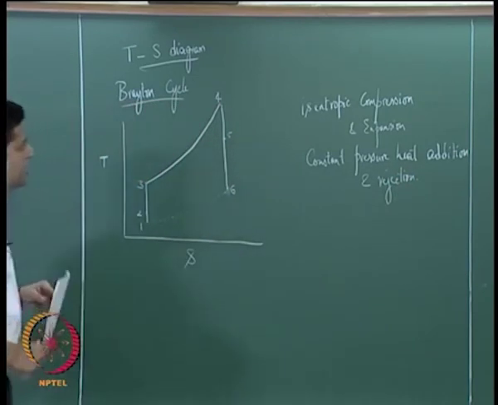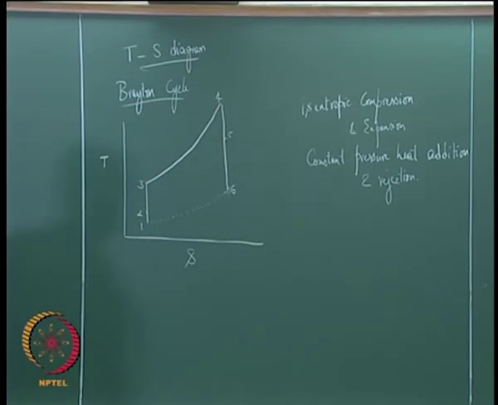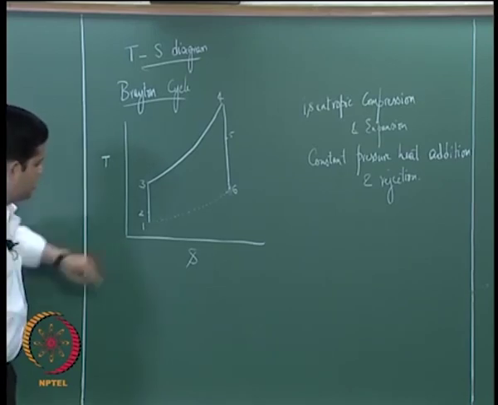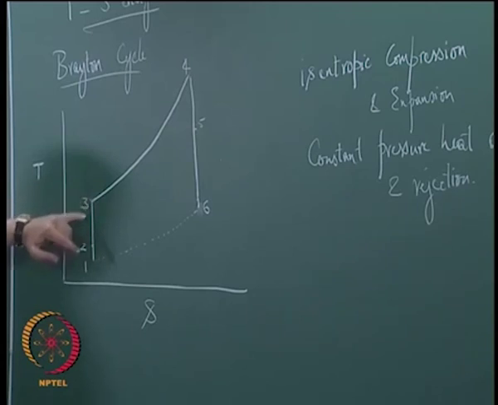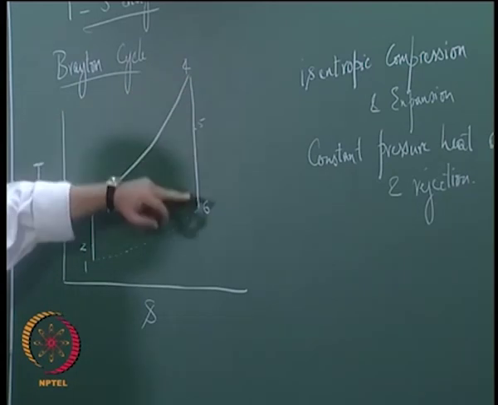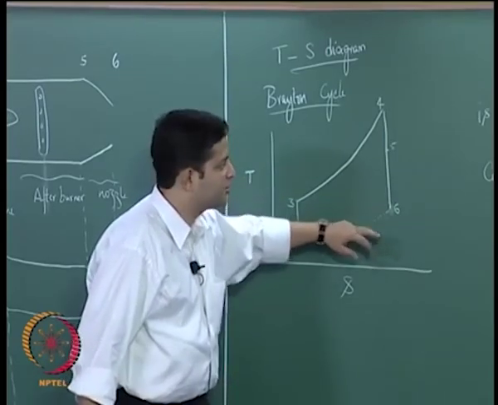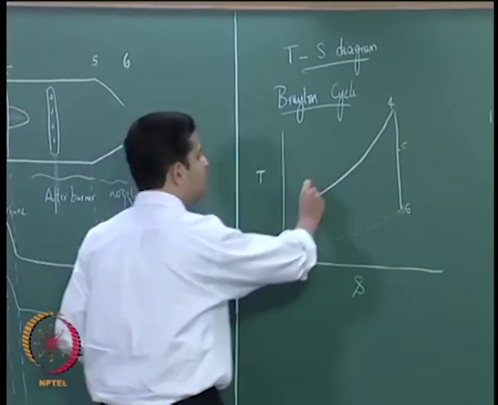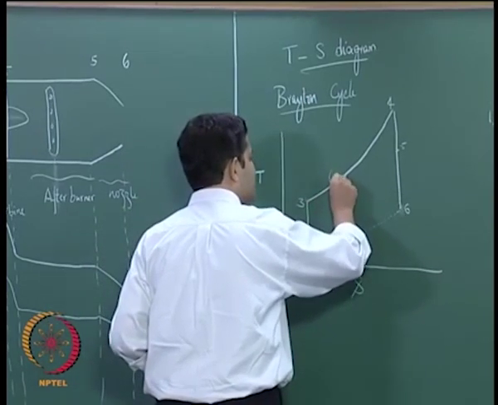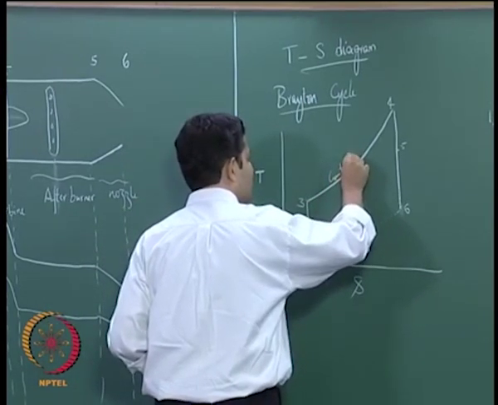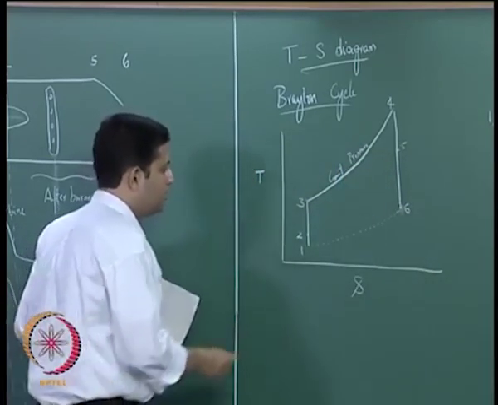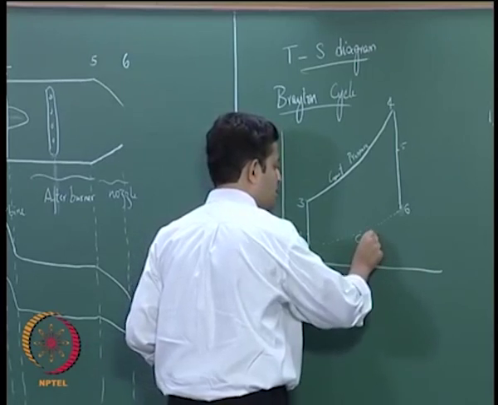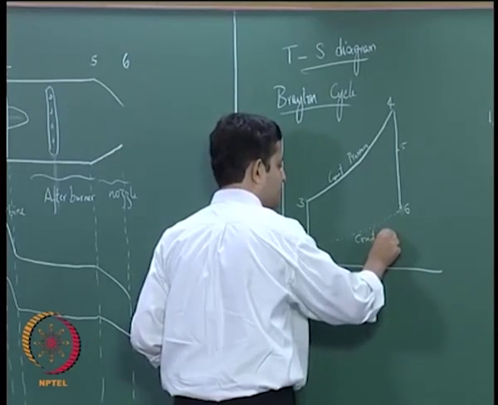This is what constitutes a Brayton cycle. Now if you see here, the x axis is entropy, and you see that entropy is constant during the compression process, and entropy is also constant during the expansion process. This is a constant pressure process, and this is also a constant pressure process.